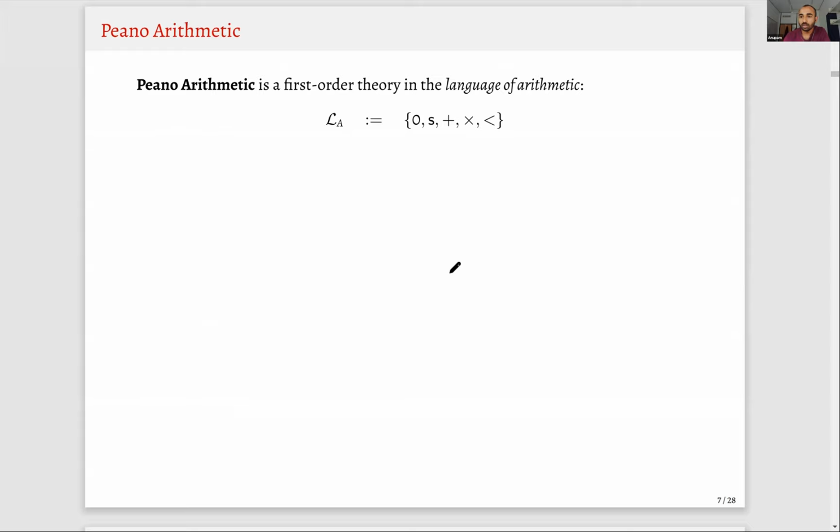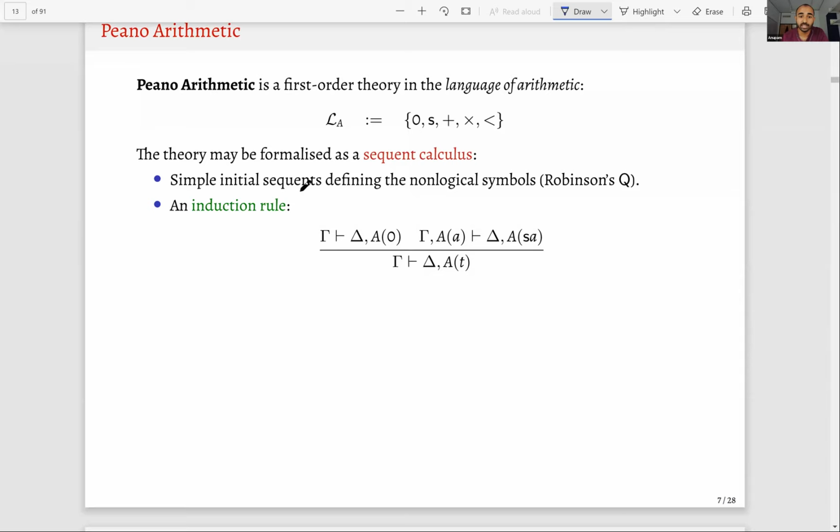Firstly, if you've not seen Peano arithmetic as a formal theory, you've probably heard of it. Let's just pin down some of the basics. We have a very simple language. The language consists of zero, successor, which just adds one, addition, multiplication, and I include an inequality symbol. You can formalize Peano arithmetic as a sequent calculus. So you have some simple initial sequents or axioms defining these non-logical symbols. This is Robinson's Q, so these are very simple axioms. And the most important feature is the induction rule, which gives us access to inductive reasoning in arithmetic.